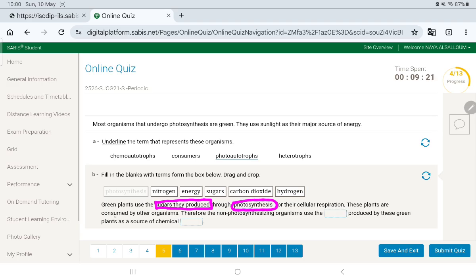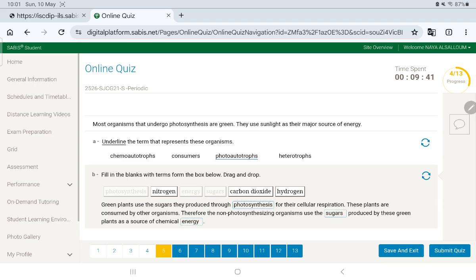These plants are consumed by other organisms. Therefore, the non-photosynthesizing organism can use the sugars produced. Here, we're going to write sugars produced by these green plants as a source of chemical energy.